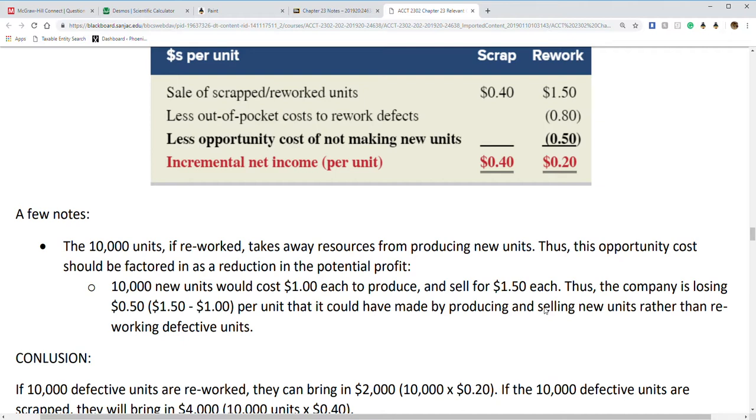and that could be made, and this will be the opportunity cost. Because of the difference right there, we lose out a potential of 50 cents basically to make if we just made new units. Okay, so we do have a little opportunity cost, and basically this is the most thing that gets missed when we look at scrap and rework, because this is really the only one that we're going to really focus opportunity cost with.